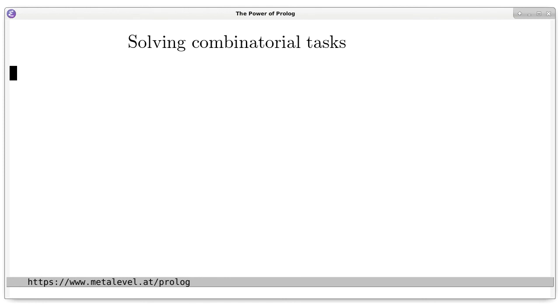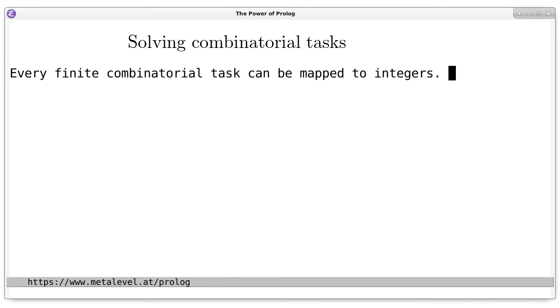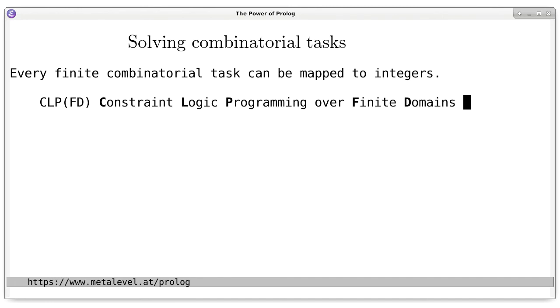And predicates over integers are also often used for solving combinatorial tasks, because each finite combinatorial task can be mapped to a problem over integers. Declarative integer arithmetic is also called CLP(FD), which stands for Constraint Logic Programming over Finite Domains. And CLP(FD) constraints are frequently used for solving combinatorial tasks.